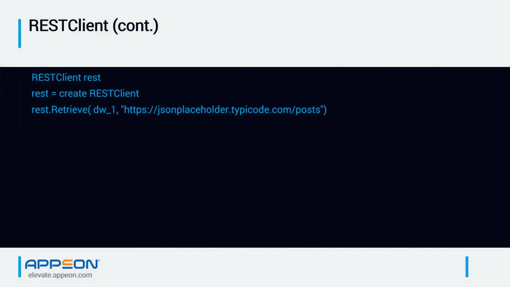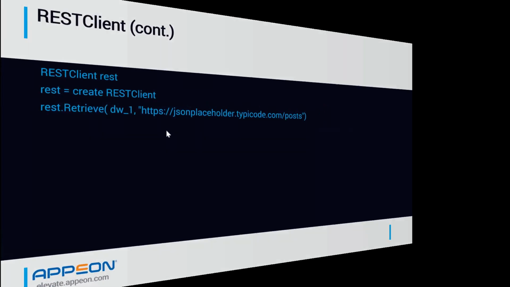So this is what it looks like when we retrieve the DataWindow. We create a REST client, and then we just say rest.retrieve, give it the DataWindow that's got our external source DataWindow in it, and the URL to do the retrieve. And there's actually an optional argument where you can pass arguments if the method requires arguments. And that's all there is to it.